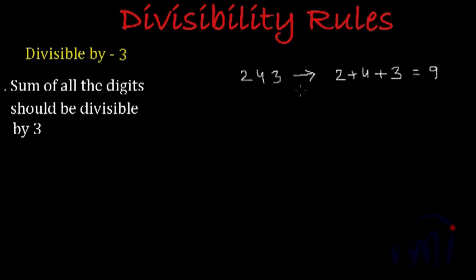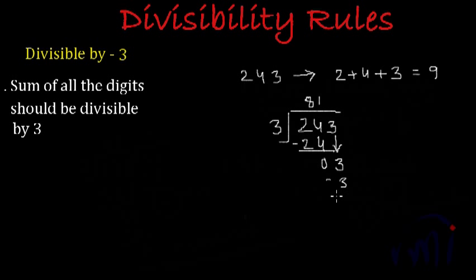So to cross-check our divisibility rule, we will try and divide this whole number by 3 and check whether it is divisible by 3 or not. So 243 is the number and we have to check its divisibility by 3. 3 8s are 24. And if we subtract, we get remainder 0. And let's note this 3 down, and 3 1s are 3. 0. So we have got remainder as 0.